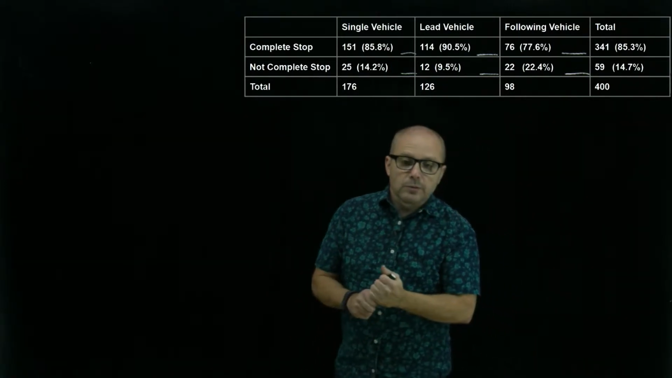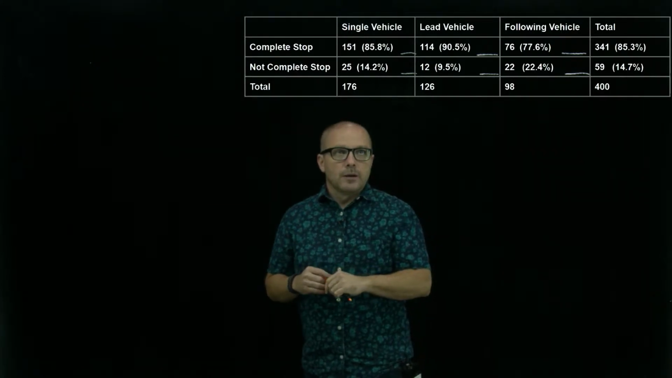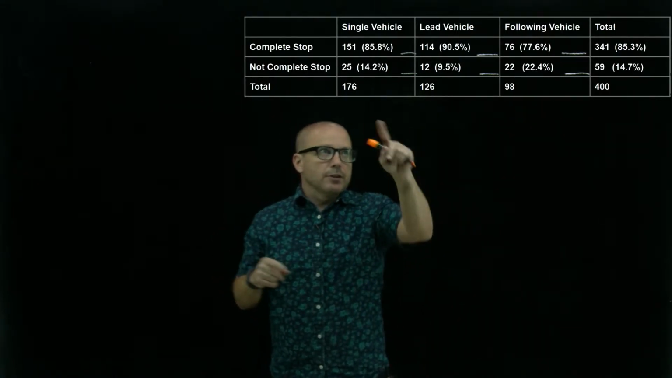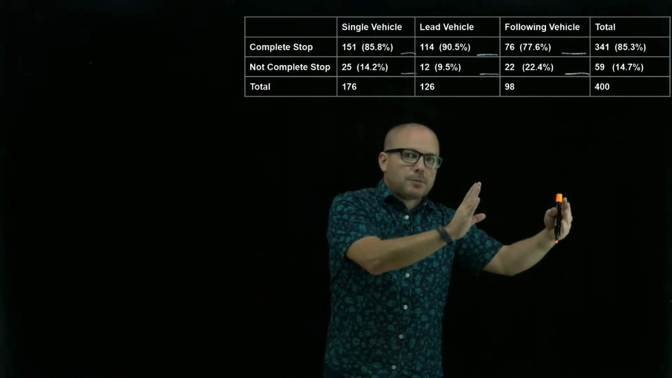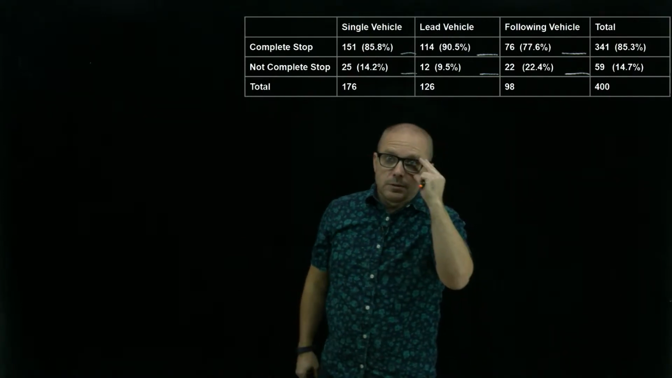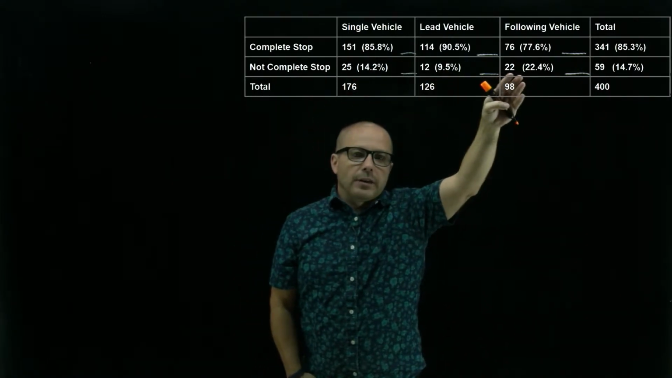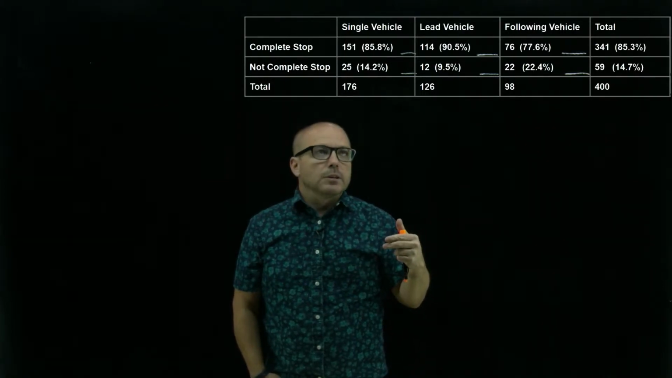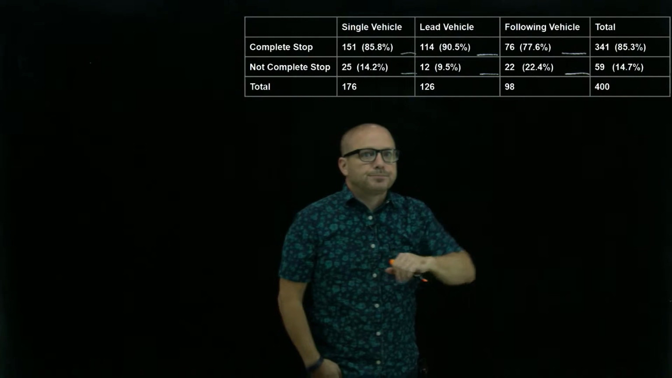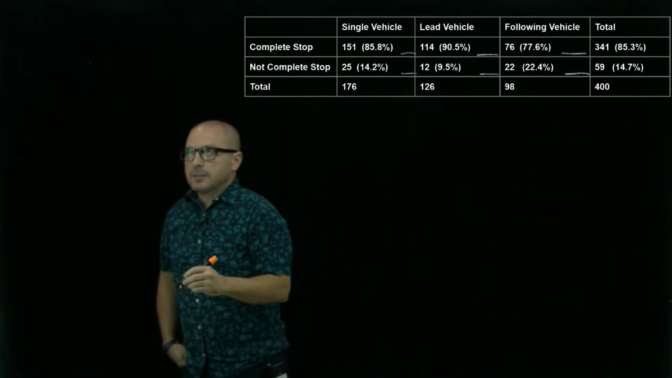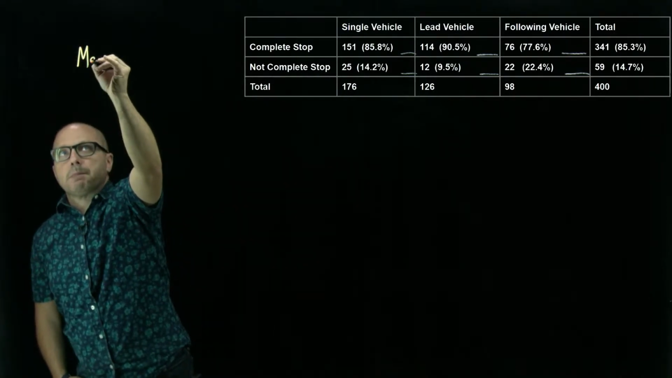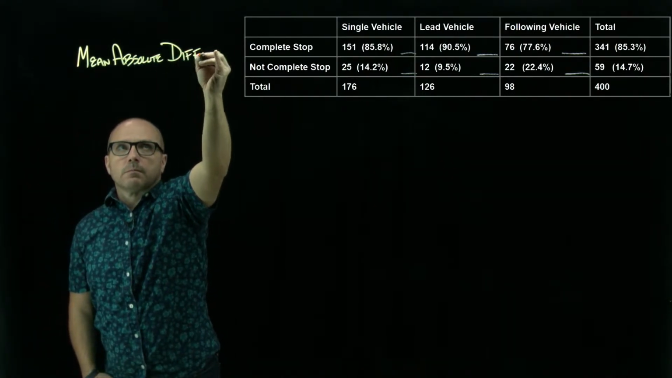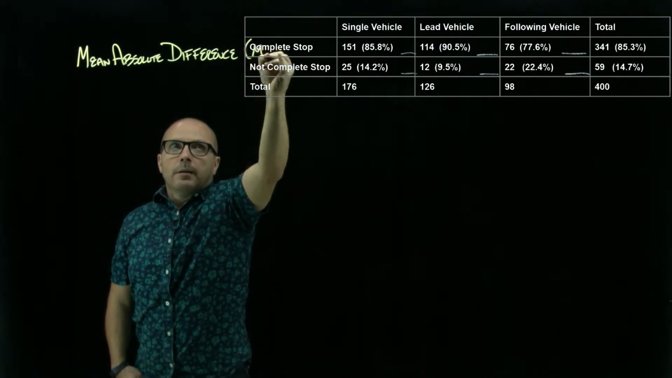And that's one approach, and the book uses what's called the mean absolute difference. So we're going to look at those differences in absolute value. So we don't care whether it's positive or negative. So we'll take the difference in proportions, absolute value, absolute value, absolute value, and add those up. And then we'll average them. And we could either do this on the complete stop category or the not complete stop. Remember, those should come out the same either way because they're complements of one another. I'm just going to do it on the first category, complete stop. So this is what the book refers to as the mean absolute difference, or MAD for short.